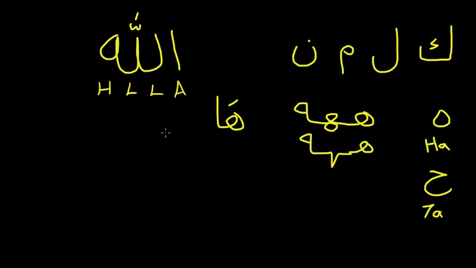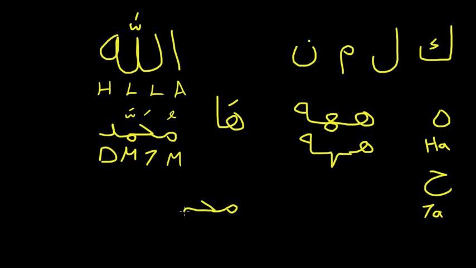The other really common thing you'll see, now that you know all the letters, is Muhammad. You'll see these together all the time in calligraphy. This is like an M, this is the meem, this is the ha, this is another meem, and this is the dal. So Muhammad. So if you wanted to write Muhammad Ali, it would be this.